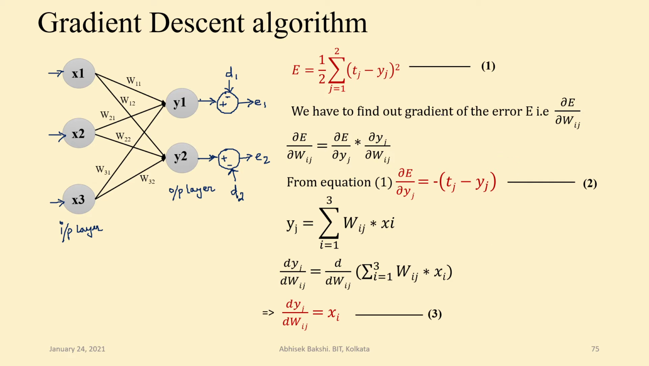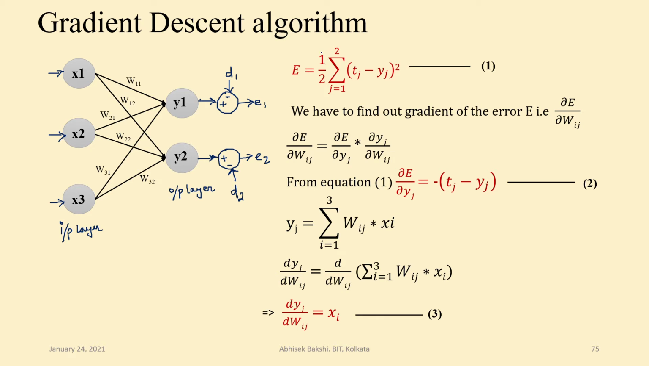Over here we have defined the total error with this equation, that is half summation over j equal to 1 to 2 of (tj minus yj) whole square. So it is what you can call a sum square error, right? Why j equal to 1 to 2? Because in this particular example we have two output neurons, so j represents the jth output neuron.